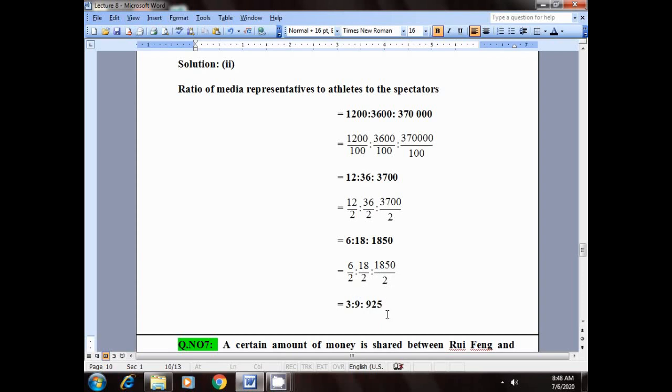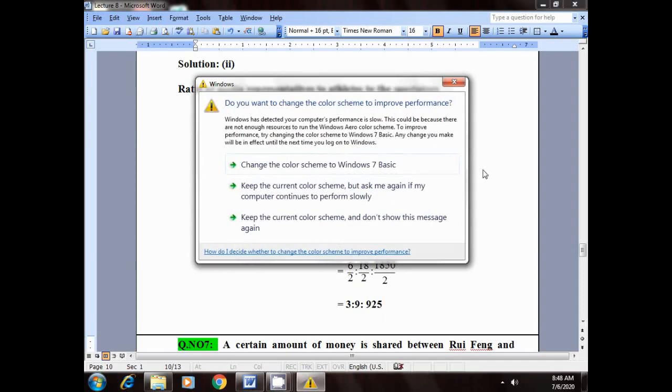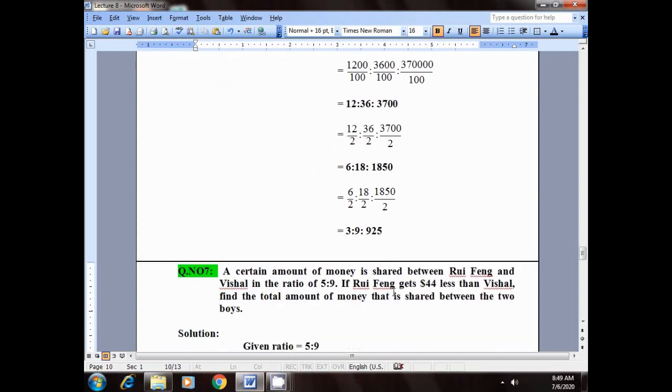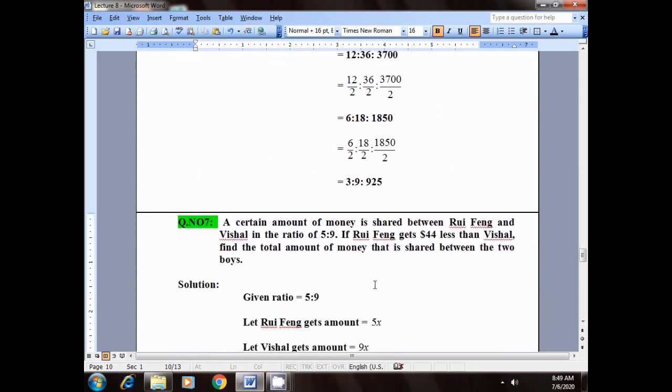Or we can say that this is the ratio of media representatives to the athletes and to the spectators present in the games. Next question, question number 7 from this exercise 9a. A certain amount of money is shared between Rui Feng and Vishal in the ratio of 5:9. If Rui Feng gets $44 less than Vishal, find the total amount of money that is shared between the two boys. Now in this question we have given only ratio 5:9.